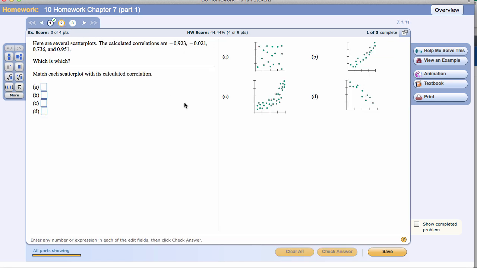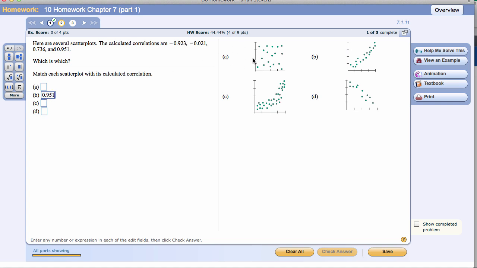Going on to the next question here, we test our knowledge of how correlation works. So we see that this one has basically no correlation. This one has a pretty strong positive. This is probably our strongest positive. This one is a pretty strong negative. And this one is positive, but it's got a little bit of a problem. So our most positive one will be B. That is the strongest positive correlation right there.